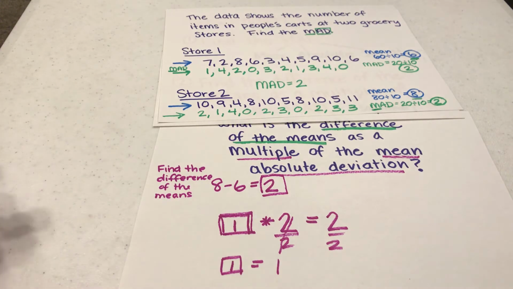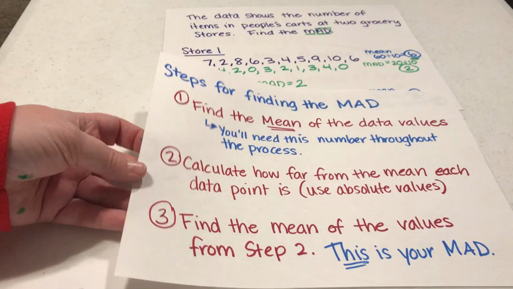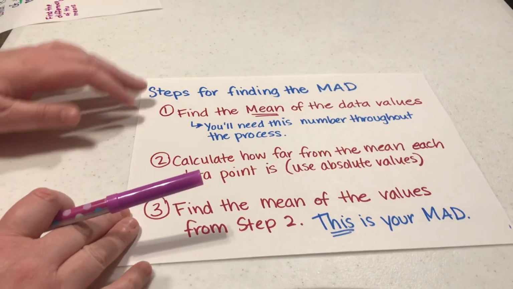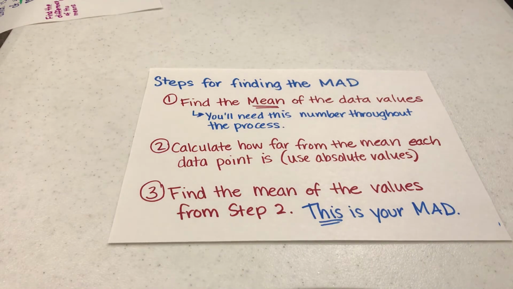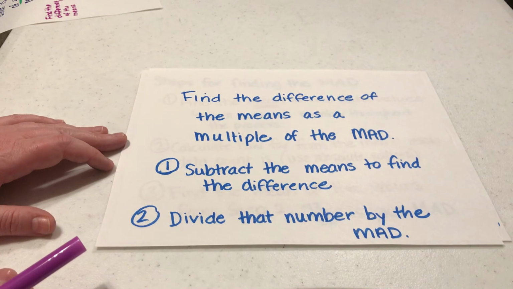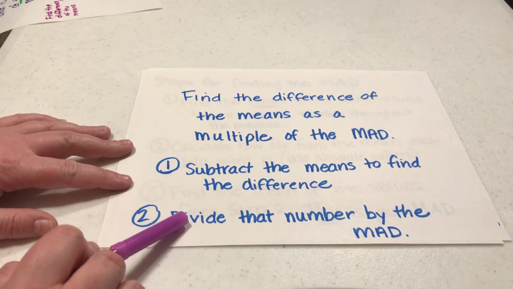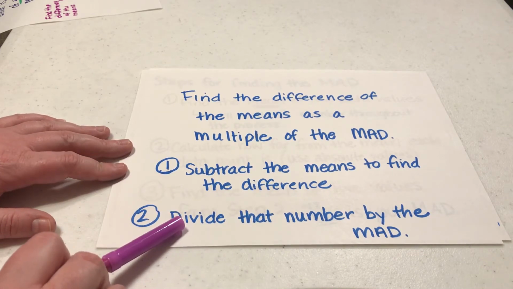I'm going to give you some notes really quick that you can stop your video for, and you can record the steps for finding the MAD, and that will help you if you need to refer to it when you pause your video later. So go ahead, pause your video now, write these down if you need to. And here are the steps for finding the difference of the means as a multiple of the MAD. That second step here that I say divide the number by the MAD, we just did that mentally for that last problem. I'll show you how it's done in the next problem that we do, okay?